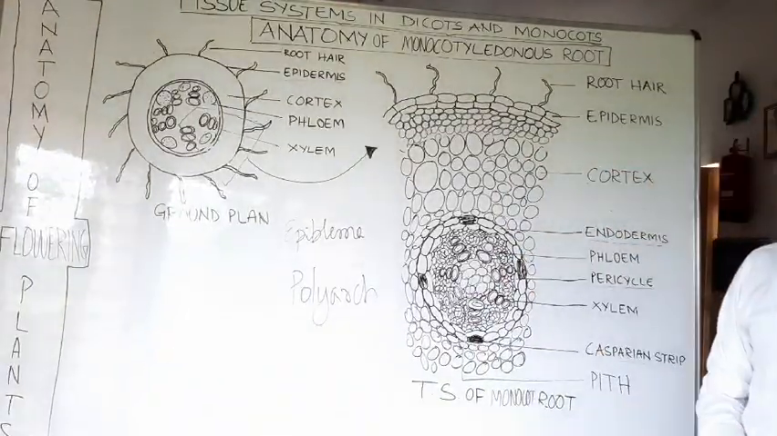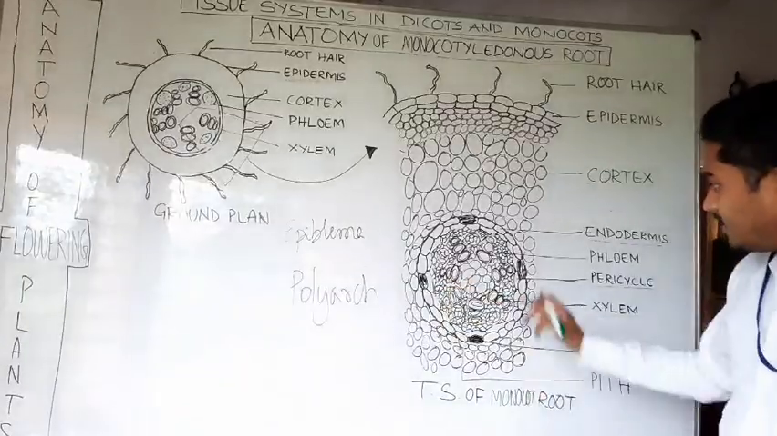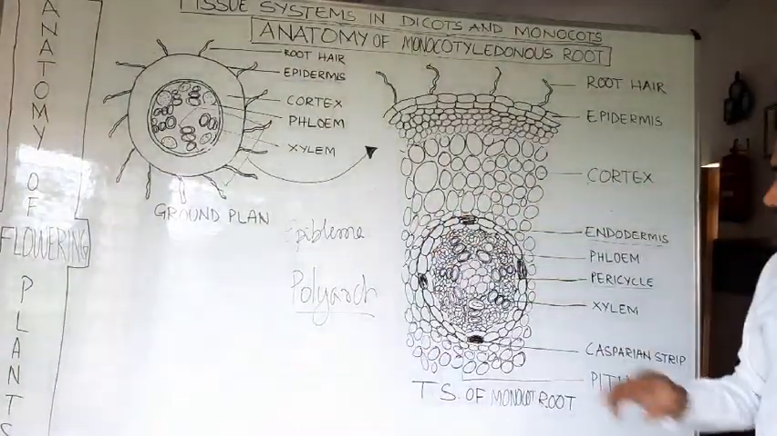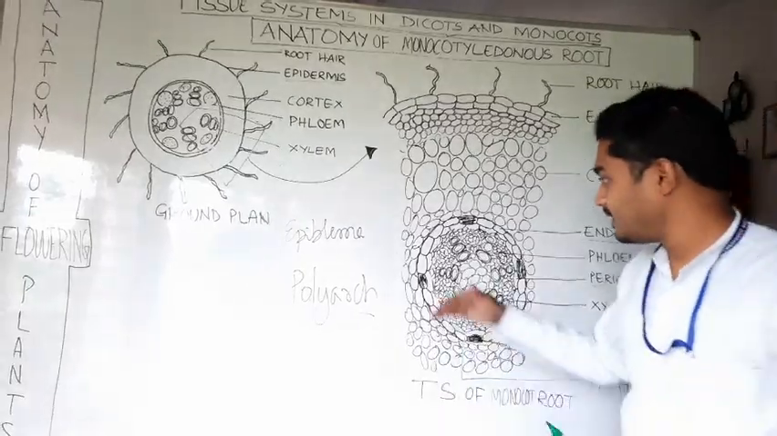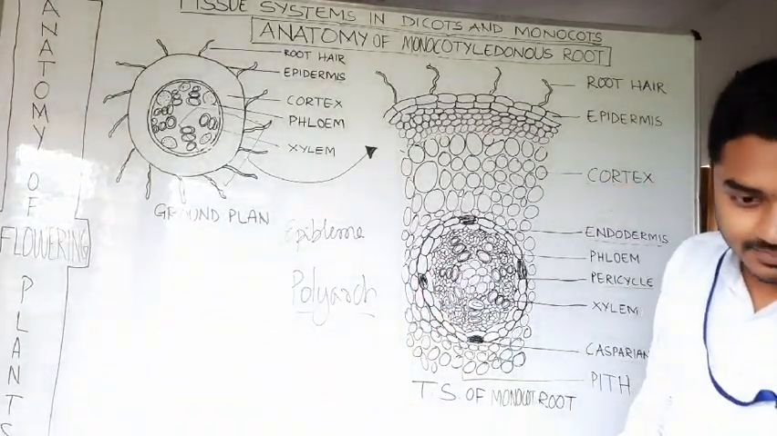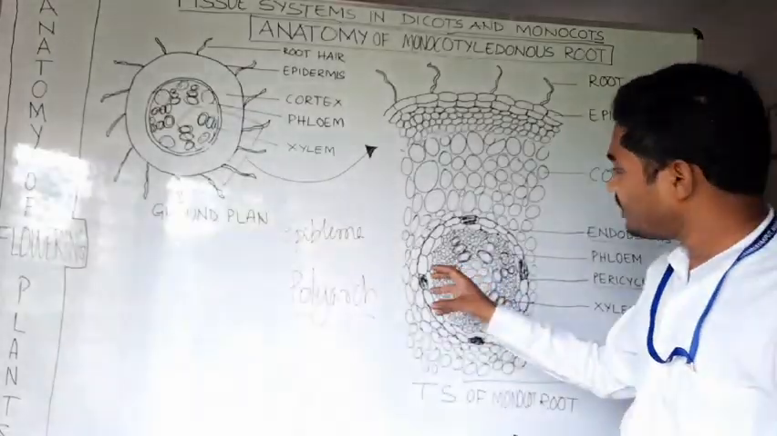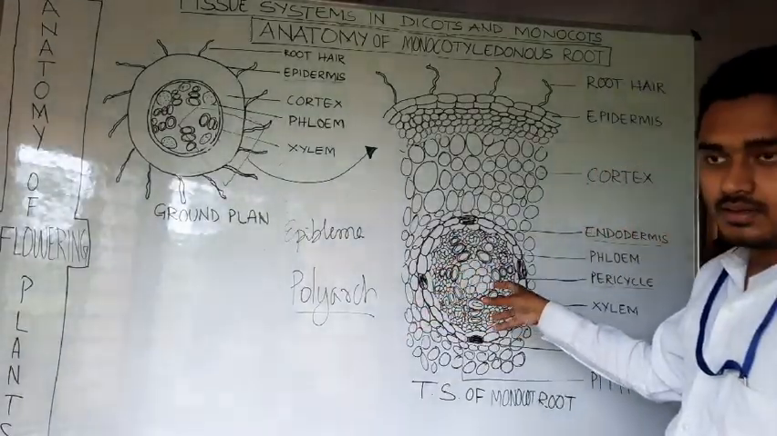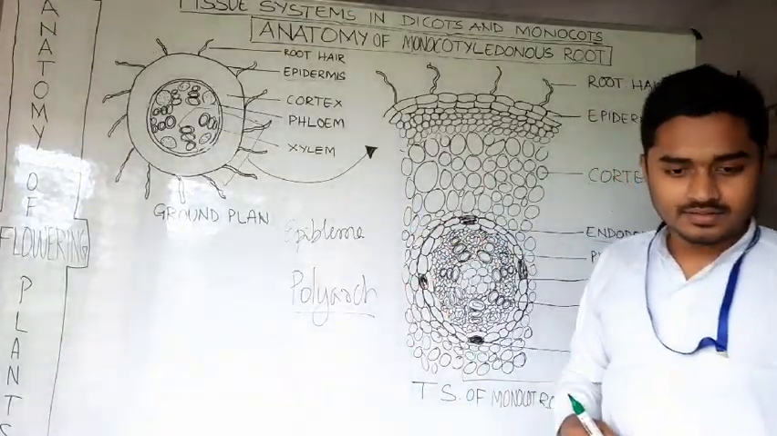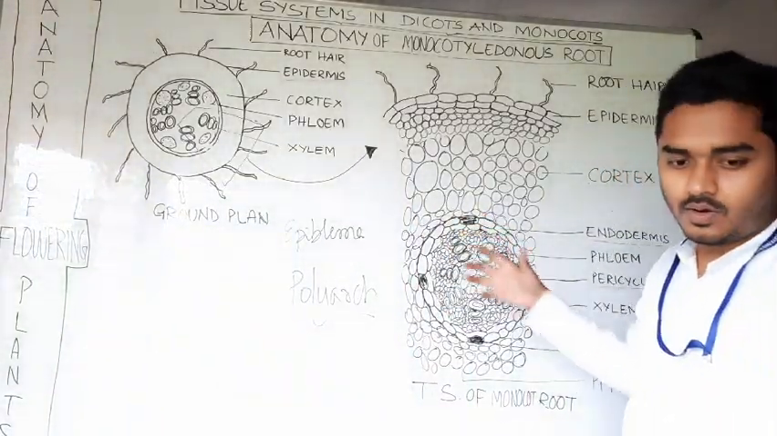But in dicots we had seen 2 to 4 patches, but here it is beyond 6. So up to 6 we can find in dicots, but in monocots it is the polyarch condition. So what is the meaning of polyarch? The vascular bundles or the vascular patches are found beyond the number 6. So that's why it is polyarch.